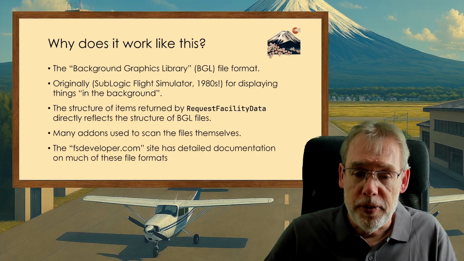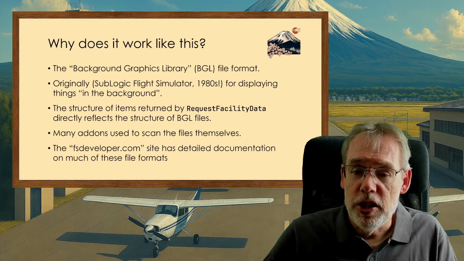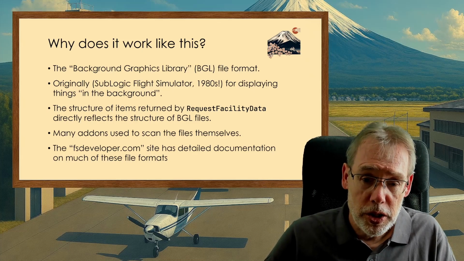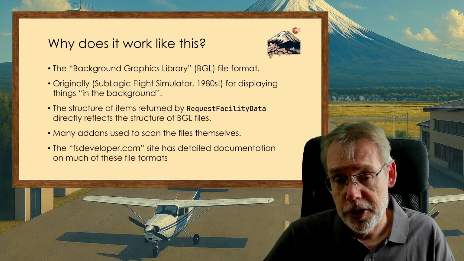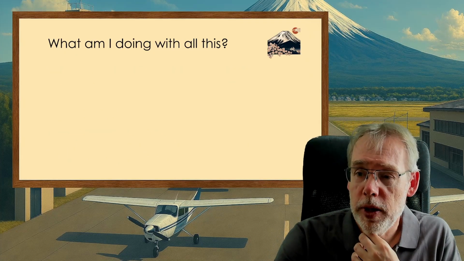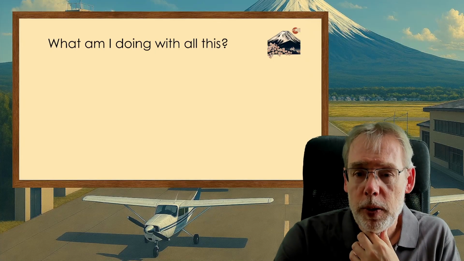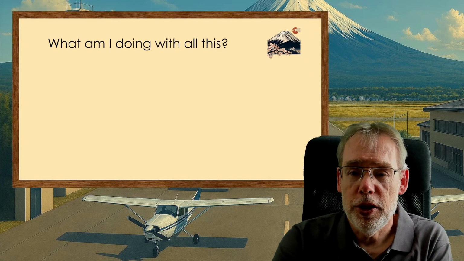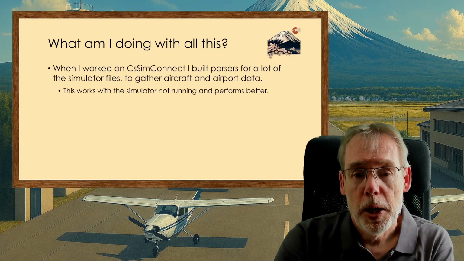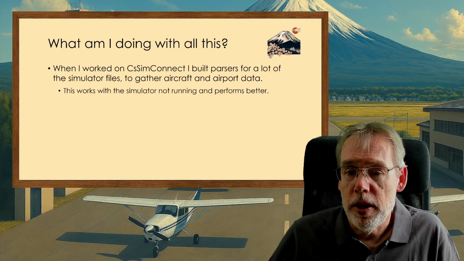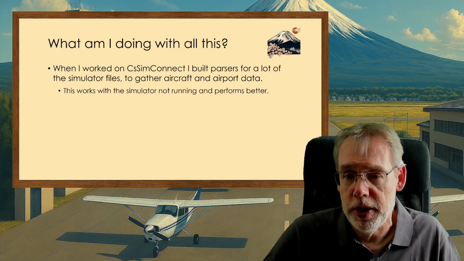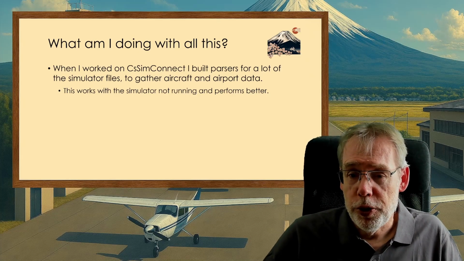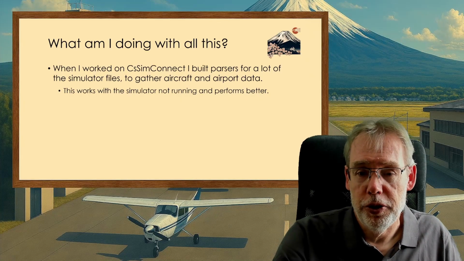If you go to the fsdeveloper.com site, you can find detailed documentation on these file formats and also how they have changed over the different versions of Flight Simulator. So why go into this and what am I doing with all this? I have been working on some code to do these calls and read the files, because when I worked on CS SimConnect, I also used fsdeveloper.com as information and built parsers for a lot of those simulator files. This gives you much better performance, and as said, you can do it while the simulator is not running.